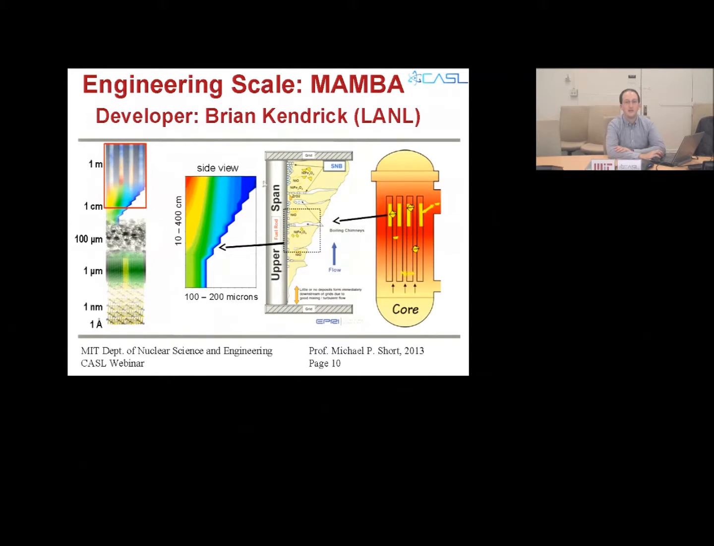It's a much higher length scale code where the nodes can be on the order of about 1 centimeter. So if you see over on the left, the microstructure of CRUD has granularity at the 1 to 100 micron level. So while MAMBA doesn't capture the full detailed microstructure of CRUD, it doesn't have to, because we don't need that detailed of information throughout the entire core.